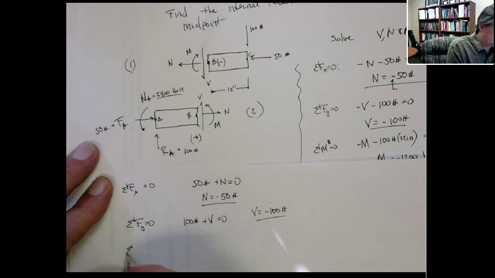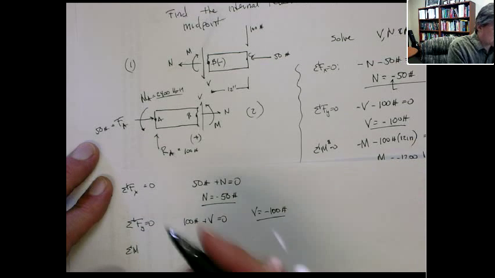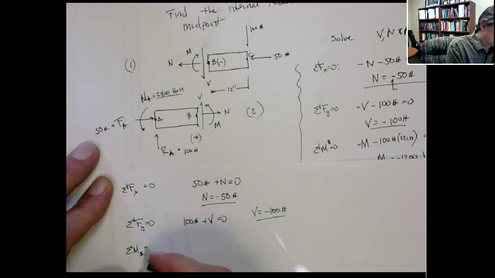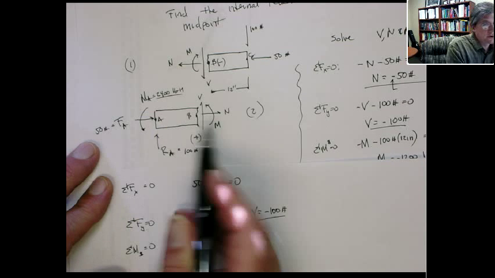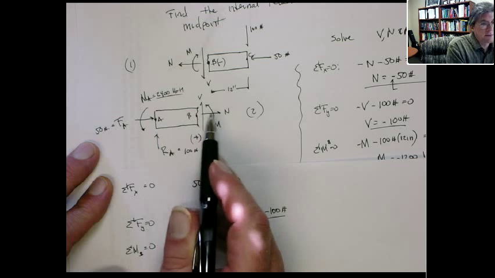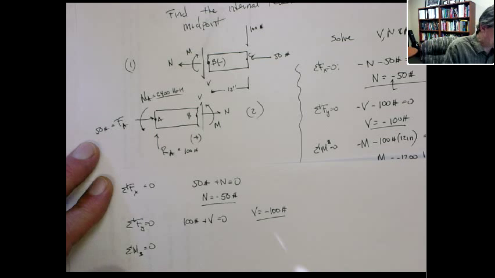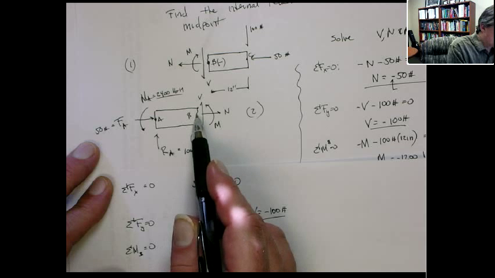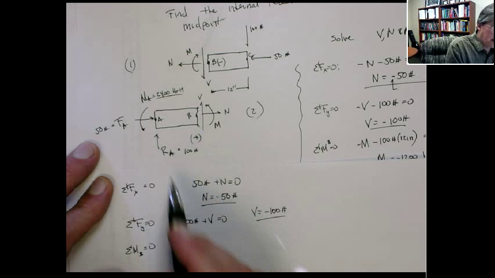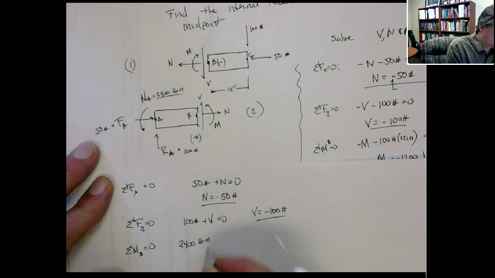And finally, we can do sum of moments. And let's do sum of moments around point B. You can do it around A. I usually do it around B because it decouples V and N from that little line from B and N. Okay. So if we're doing moments around point B, we have 2,400 pound inches. That's a positive moment. So 2,400 pound inches. Always put in units.